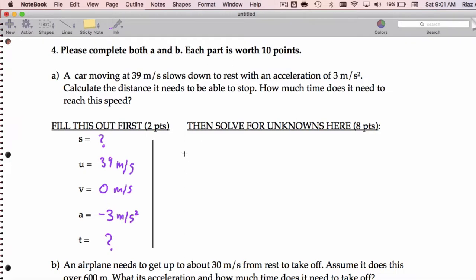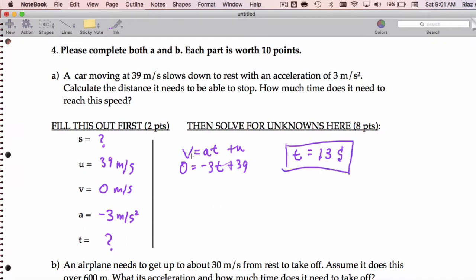So let's go ahead and get the time first, actually. I'm going to do it this way. So V equals AT plus U. 0 is going to be -3 times T plus 39. And when you solve, you're going to end up getting T is 13 seconds.